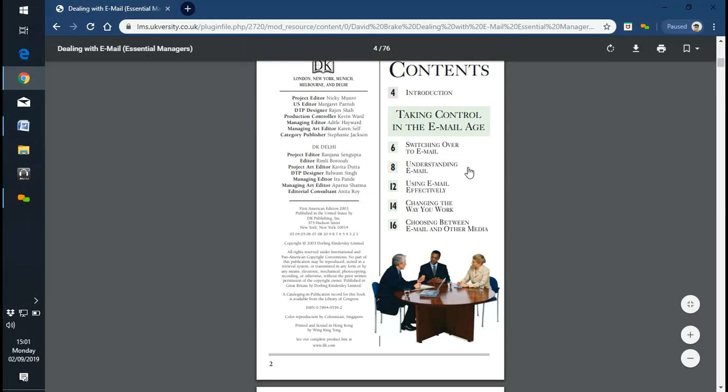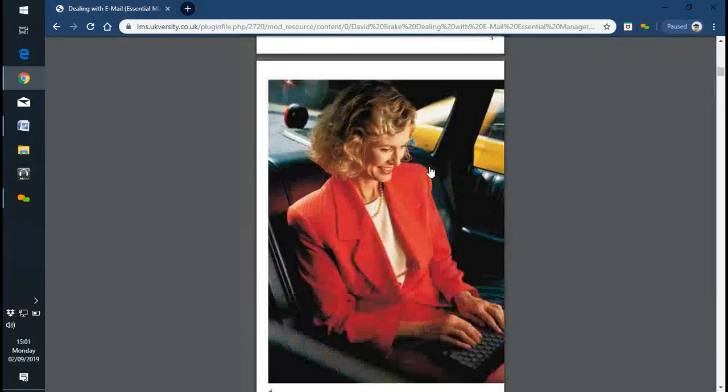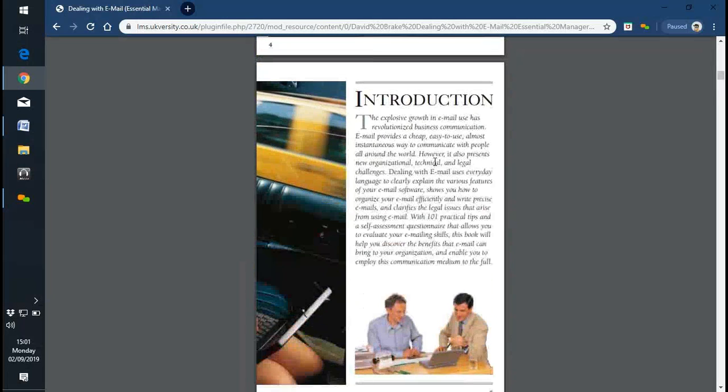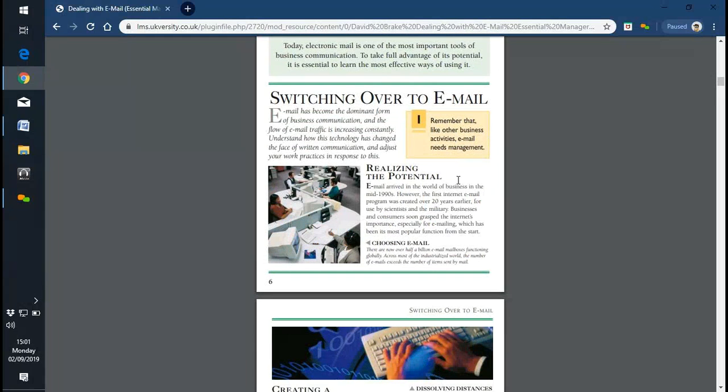So this is not a brand new one, but it's switching over to email, understanding email, using email effectively, and changing the way you work, and choosing between email and other media. So the introduction is all about the benefits of using email, examples of which I just gave you a minute ago, but it's taking control and switching over to email. You can read through this at your leisure.